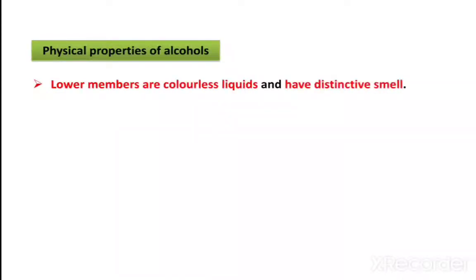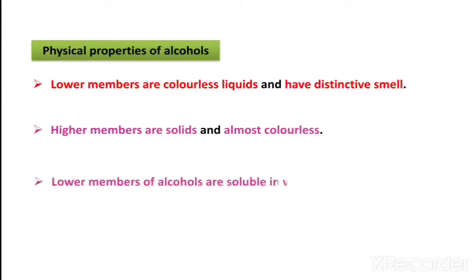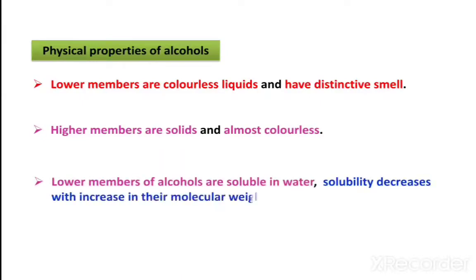Next, the properties of alcohol. First, we discuss the physical properties of alcohol. The lower members are colorless liquid and have a distinct smell, while the higher members are solid and almost colorless. That means here we have to remember that the lower members of alcohols are colorless liquid and the higher members are solid. Lower members of alcohol are soluble in water, and solubility decreases with increase in the molecular weight. That means as molecular weight increases, the solubility decreases.